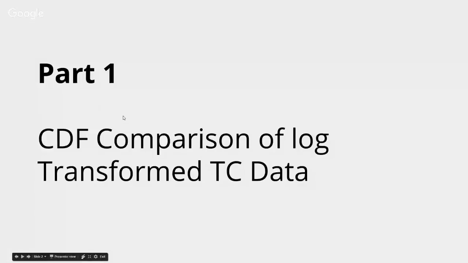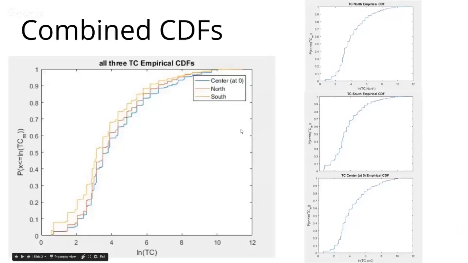Part 1, CDF comparison of log transform TC data. First of all, we combined all the data of the north stations and all the data of the south stations to make them into one big station for each respective one, in order to make it easier for us to compare between one north, one south, and one center station. When we plot the natural log of this using the MATLAB code plotCDF, we can see that the south station has the lowest probability of having a concentration of TC.